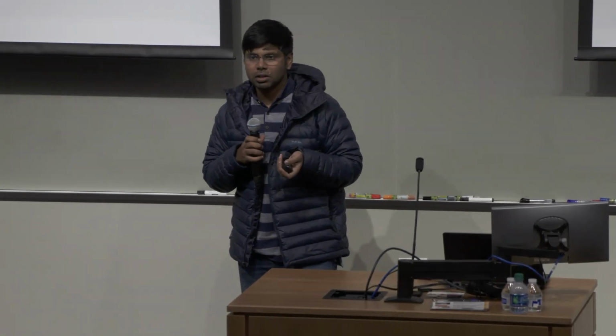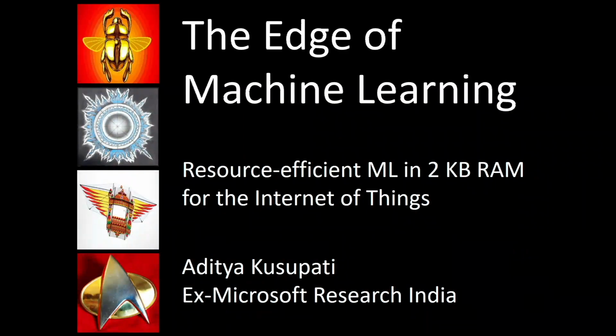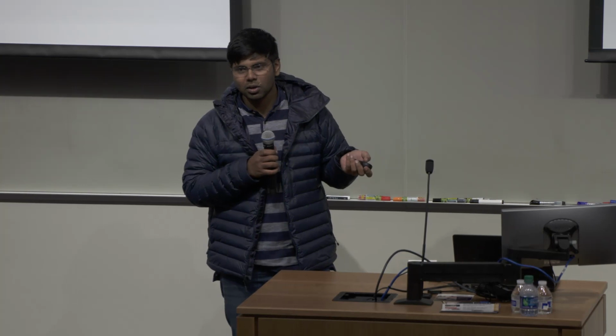So essentially I'm trying to combine two of these hot topics, machine learning and the Internet of Things. My research, which I did at Microsoft Research India, was to enable complex machine learning algorithms in 2 kilobytes of RAM for the Internet of Things. I'll be talking about one particular algorithm which enables deep learning in 2 kilobytes of RAM for time series data. I call this the edge of machine learning, but people thought it was for Microsoft Edge because I was at Microsoft, but it is not.